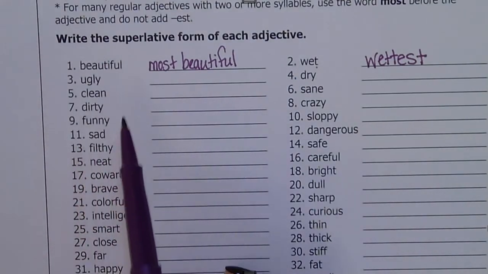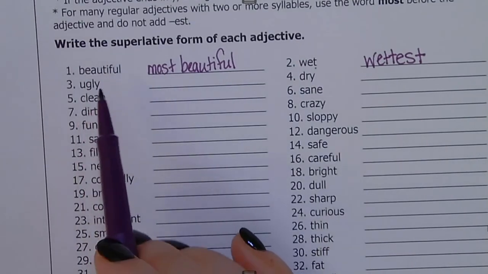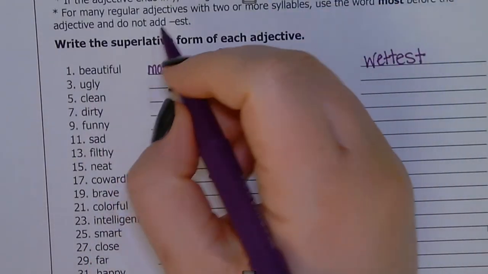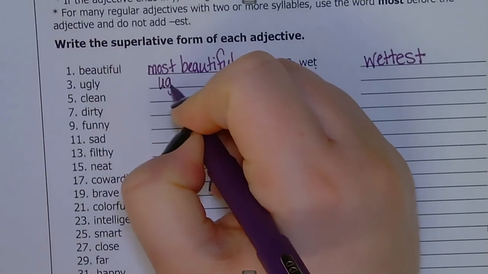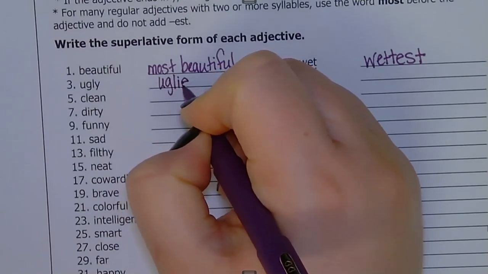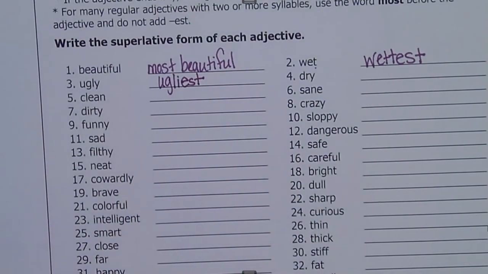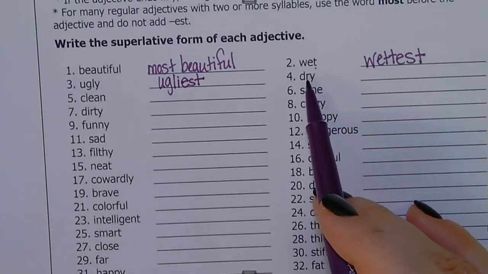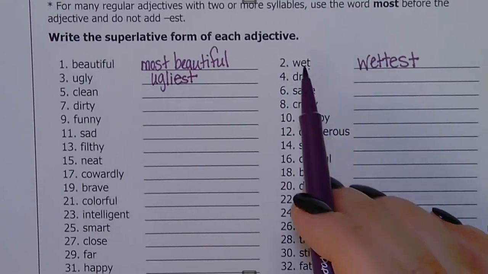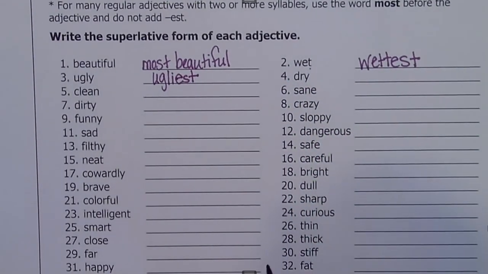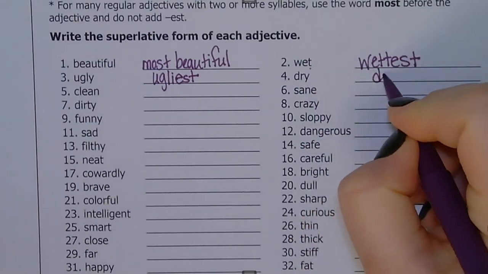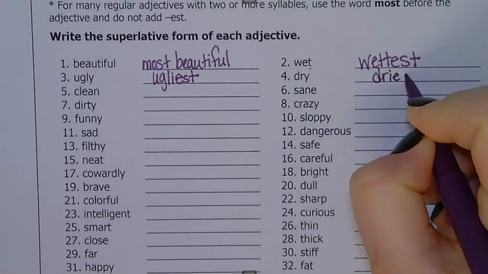Ugly. That is the ugliest duckling of the bunch. Ugly ends in Y. So you need to change the Y to I and add E-S-T. Ugliest. Dry. Arizona is the driest state of them all. Driest. Well, it ends in a Y, so I need to change the Y to an I and add EST.